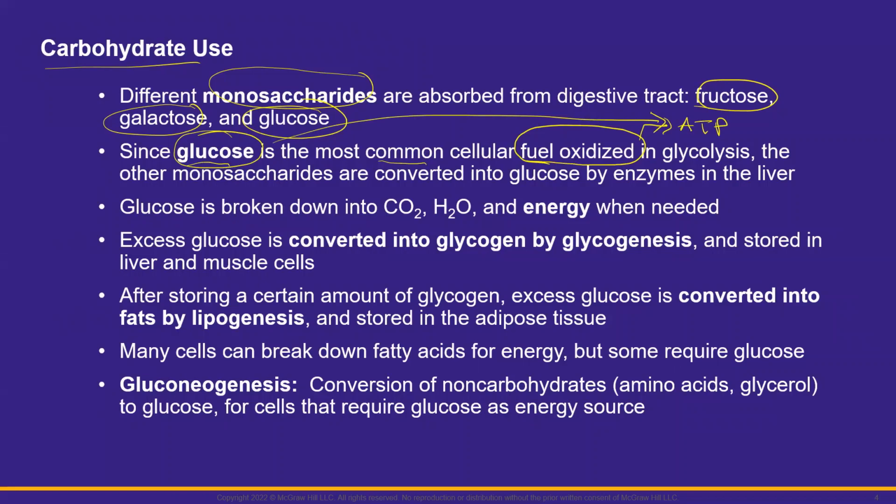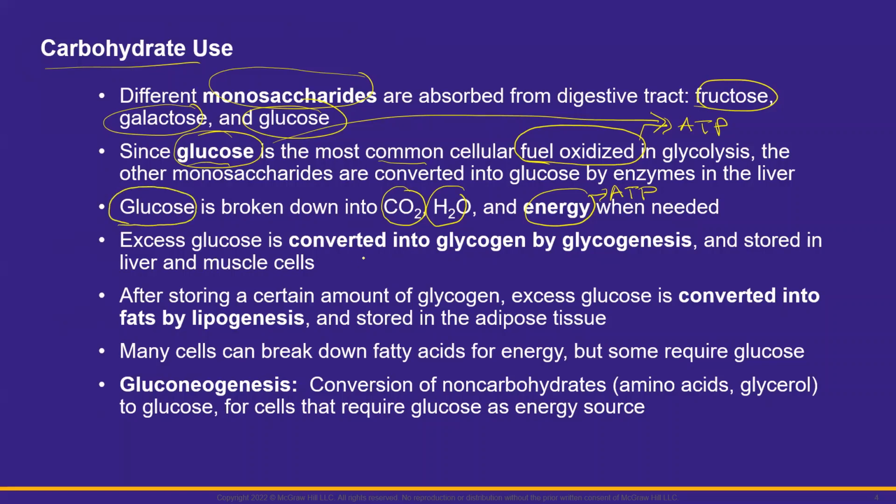Glucose is broken down into carbon dioxide, water, and the energy that we need. This energy is in the form of ATP. So ATP is the energy that is used by our cells for all processes in our body, and it is mostly produced from the breakdown of glucose.